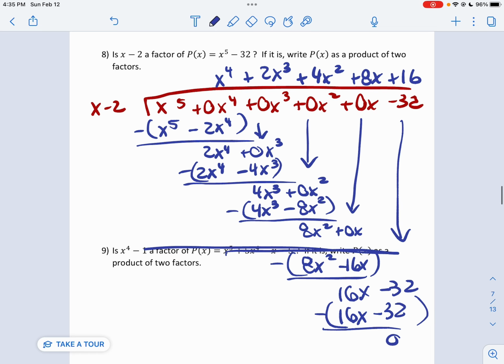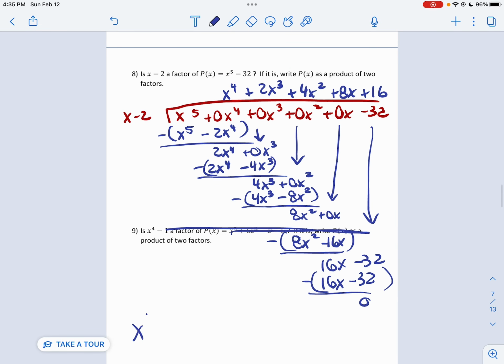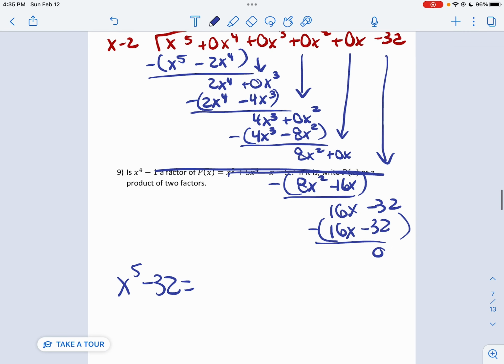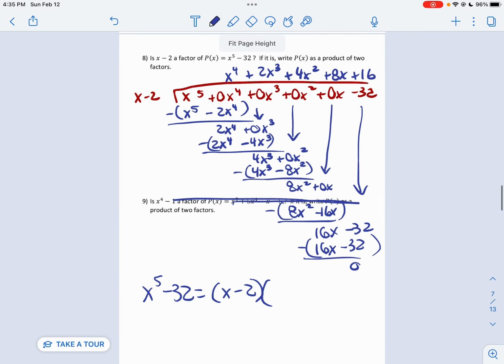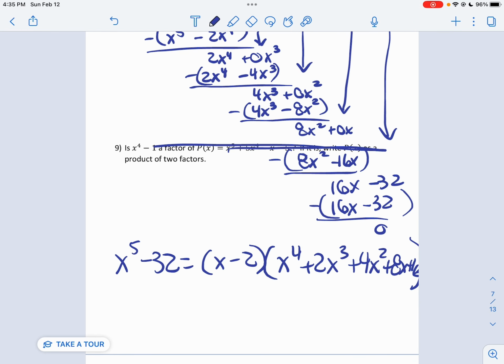Notice what it said: write p of x, that was this, as a product of two factors. So I just found out that x minus 2 is a factor, and in order to get to where I originally started, I'm going to multiply it by the quotient, which is this. That's supposed to be plus 16 at the end. I ran out of space. So in other words, we're taking the polynomial that we were originally dividing and writing it as a product of two factors because it went in evenly.